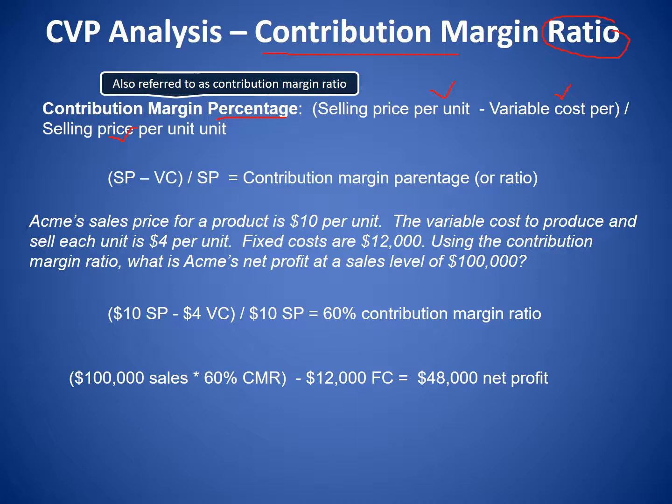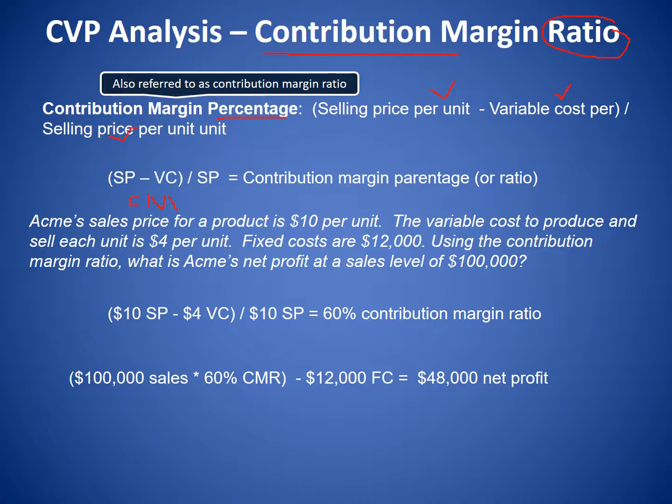So if we abbreviate the equation, it's selling price minus variable cost, which in effect is our contribution margin, divided by our selling price equals our contribution margin percentage or ratio. So let's go back to that former problem that we had just completed, doing the calculation with the per unit contribution margin.